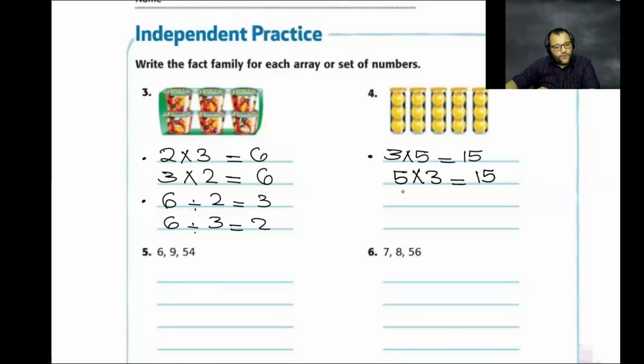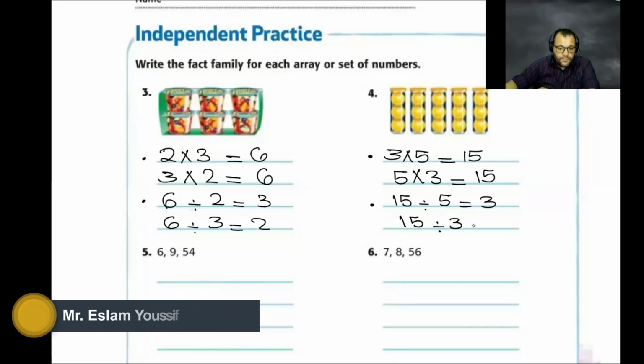Okay. That's 2 for multiplication, and we need another 2 for division. 5 divided by 15. No. Oh, sorry. Instead, I will take the product. Yes. 15 divided by 5, it's 3. And 15 divided by 3, it's 5. Okay, thanks.